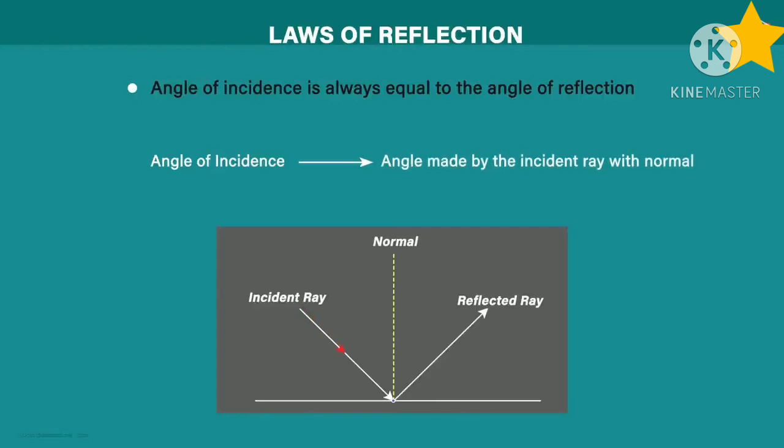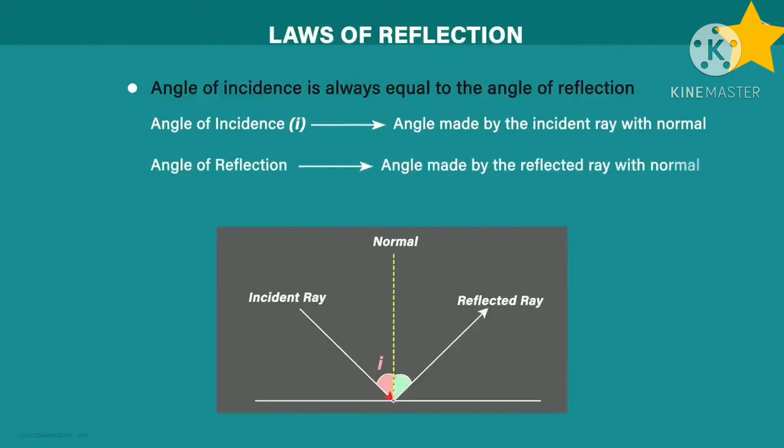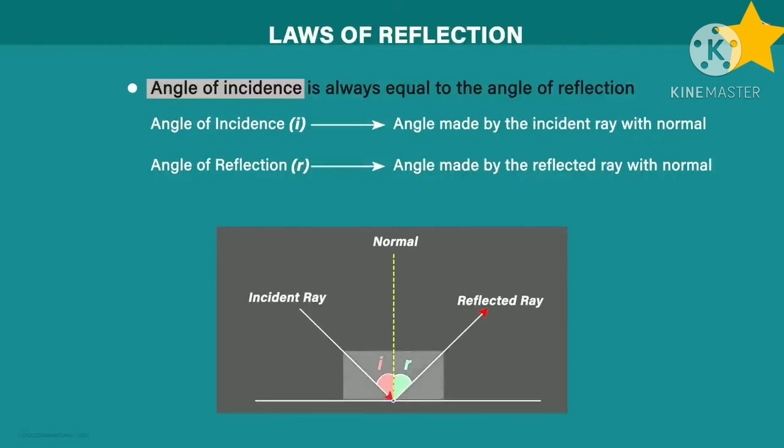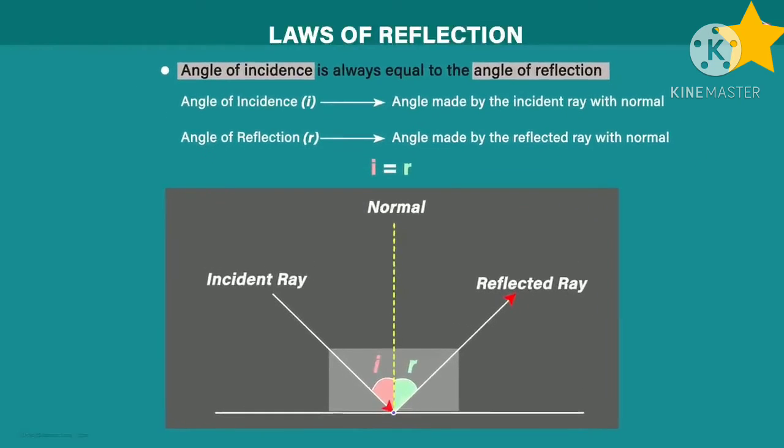What is the angle of incidence? The angle made by the incident ray with the normal. It is denoted i. And the angle of reflection is the angle made by the reflected ray with the normal. It is denoted r. The first law says the angle of incidence is always equal to the angle of reflection: i equals r.